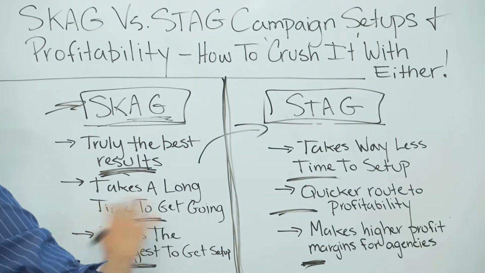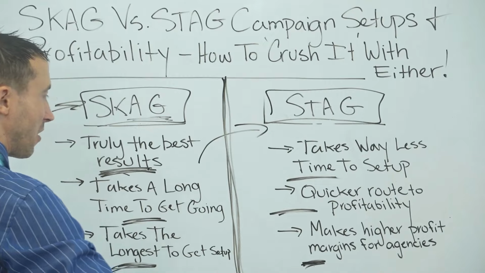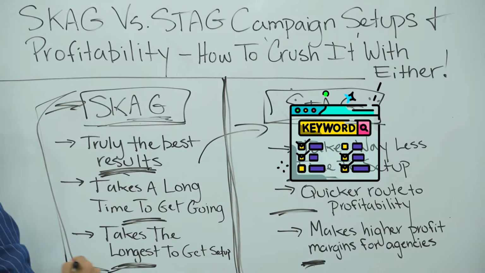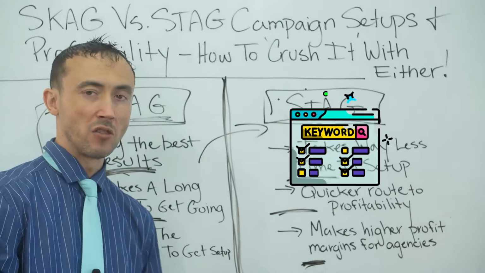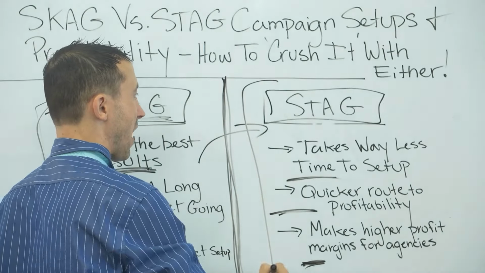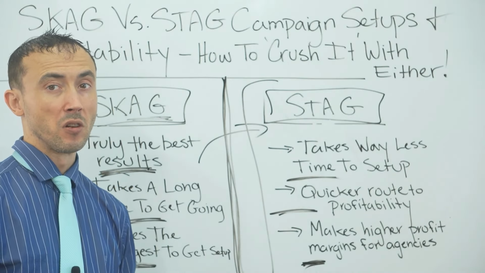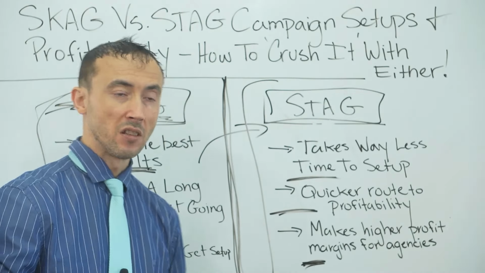So anyway, back to the topic here at hand. Single keyword ad group makes way more money. It's going to take longer to initially get going and you got to spend a lot of time initially setting things up. Single themed ad groups, STAG setups, you can get them going fairly quickly. It'll get you decent results, way better than not using STAG setups at all.